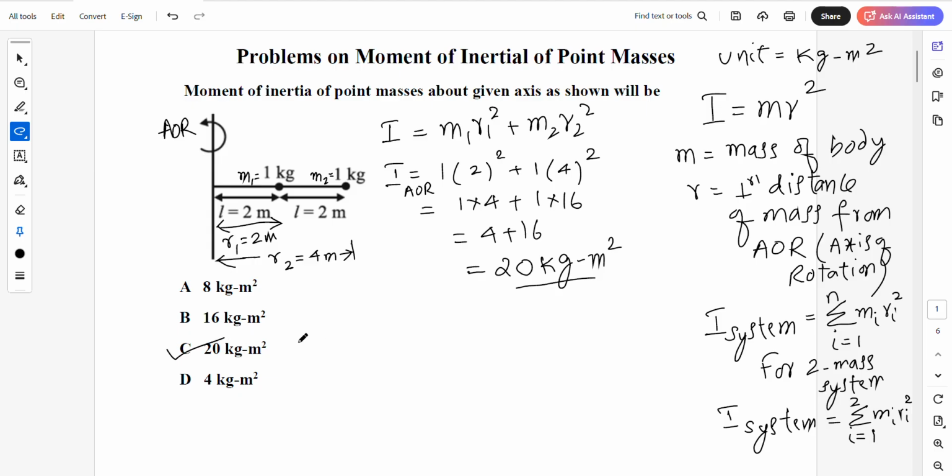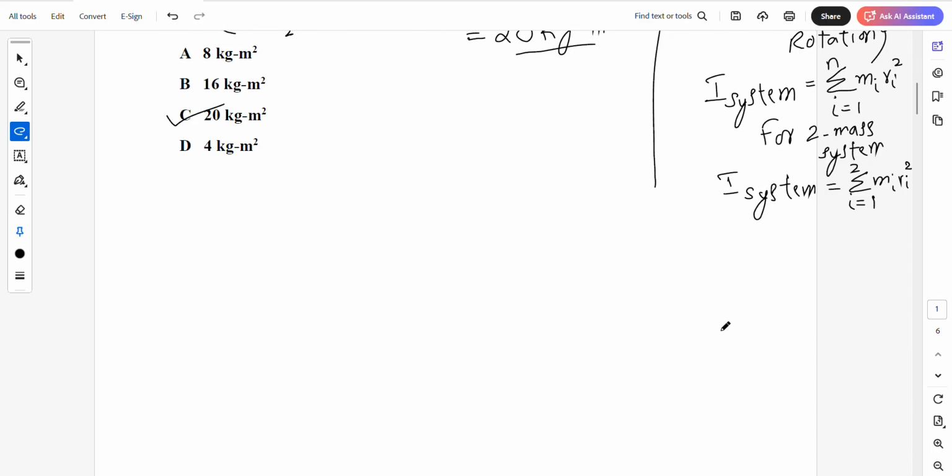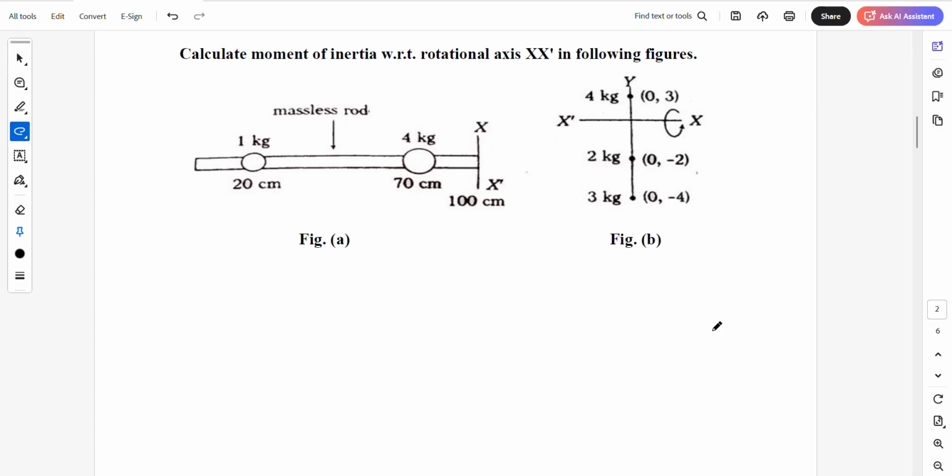Hope you understood this. Kindly remember this formula. For a single mass system, I is equal to m r square, unit is kg meter square. For a system of masses, I system is equal to summation of i equal to 1 to n, m_i r_i whole square. Hope you understood this. Next problem, I can do a little bit fast so that you are familiar with the formula.